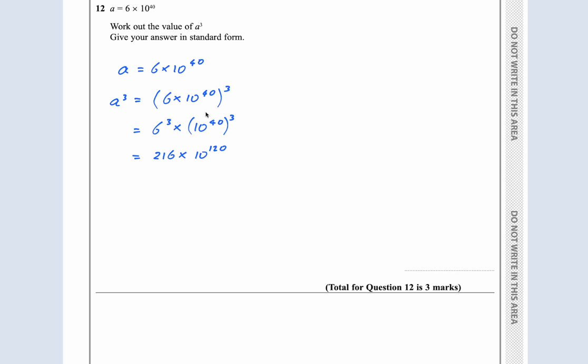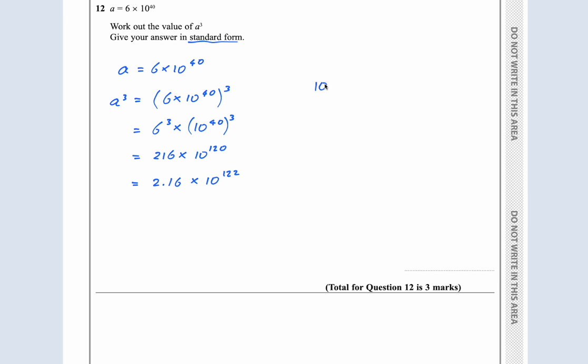Now, while this is correct so far, he says give your answer in standard form, and this is not in standard form. So I have to put this as 2.16. So this is 2.16, but I can't just make this smaller, divide by 100. If I divide this by 100, then I have to multiply this by 100 just to keep it the same size. So this times 10 to the power of 20 is the same as 2.16 times 10 to the power of 122, because I'm going to multiply this by 100, or 10 squared. So this times 100, I add the powers.